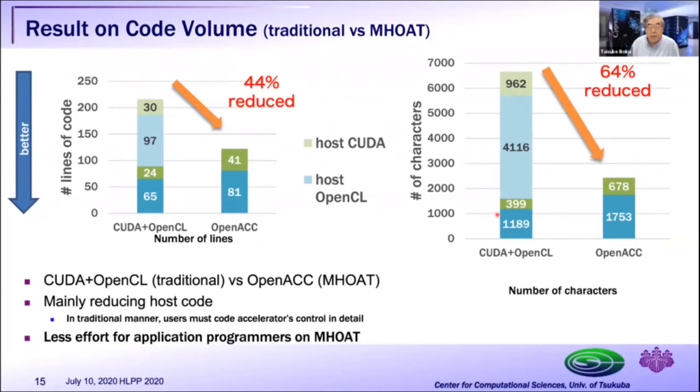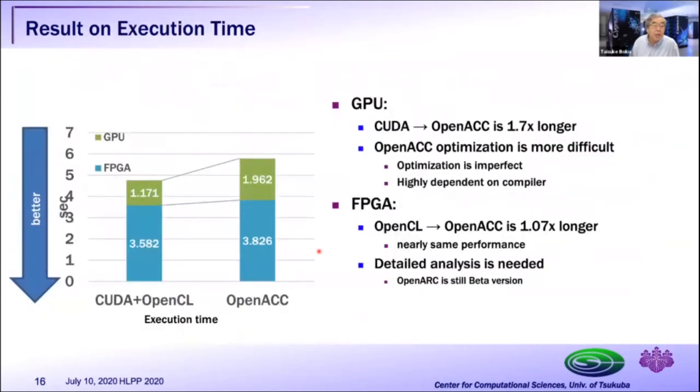And for characters, it is much more. So we can reduce more than half of the code here, which is really good for easy programming for application users. Most importantly, they must learn only one programming method, OpenACC. Currently we have a small fraction of performance degradation with MHOAT, but we are investigating the reason. I will skip this one.